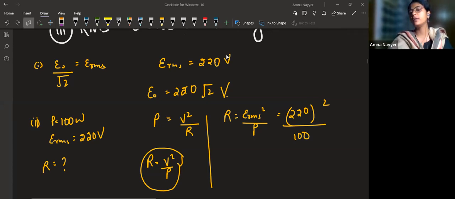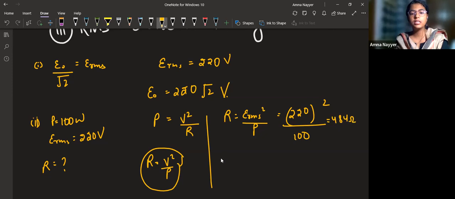So resistance will be 220 whole square divided by 100. Now what will happen? See class here. You get the value of resistance. Once you have the value of resistance, what will happen? Current, voltage and resistance, they have a relation. This will be 484 because zeros will get cancelled. So this will be 484 ohms.